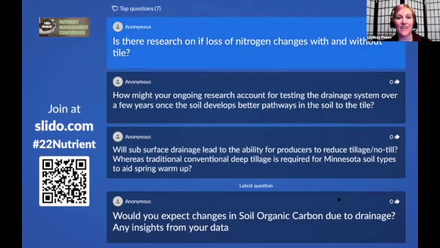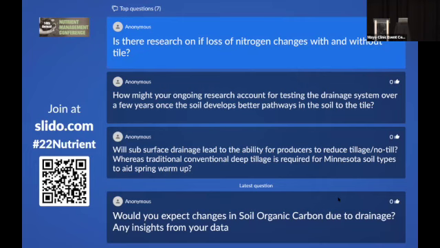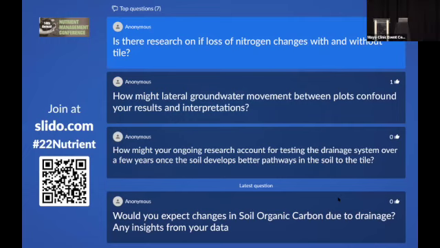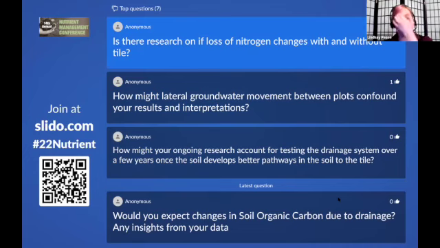Okay. Is there research on if loss of nitrogen changes with and without tile? And again, this is one of those questions we are hoping to answer. Even though we don't have the surface runoff split from the different plots for these first couple of years, once we start moving into the future, we will be catching that surface runoff as it comes between the plots. And so we will be able to differentiate at least to some level what's happening on the individual plots. The tile, what we're seeing so far, potentially what we might be seeing, we are hoping to at least partially answer that question with the analysis Aaron's doing.